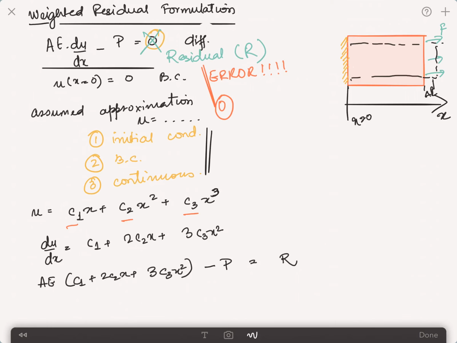In the lecture notes, I use slightly different notations. I can use small r instead of capital R and so on. But I'm sure you will forgive me for that and look beyond it. Now this is just the formulation of the residual.